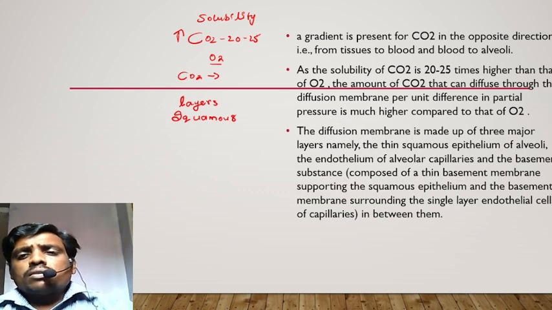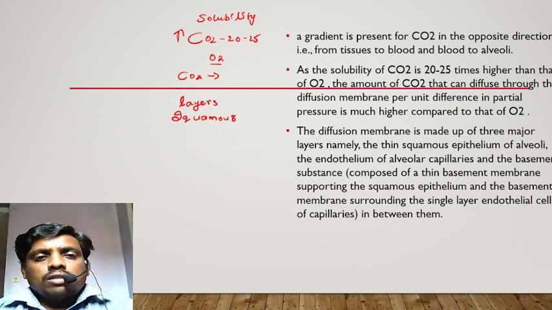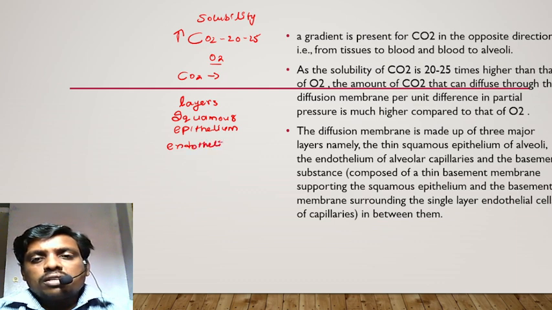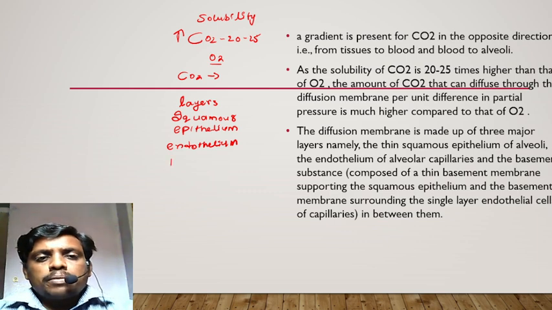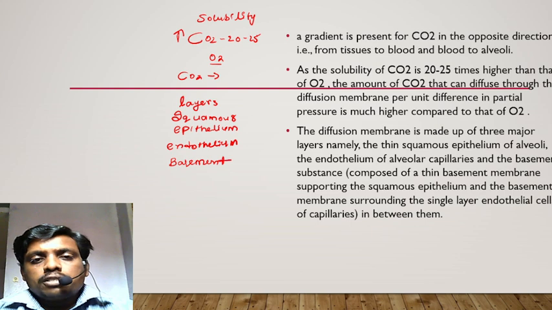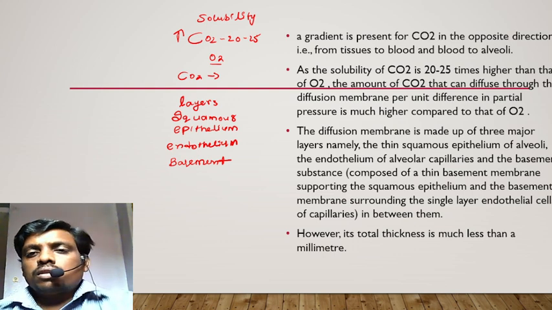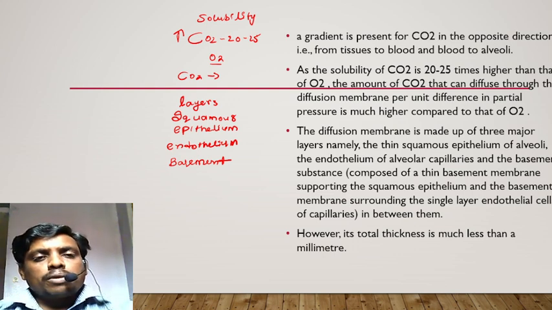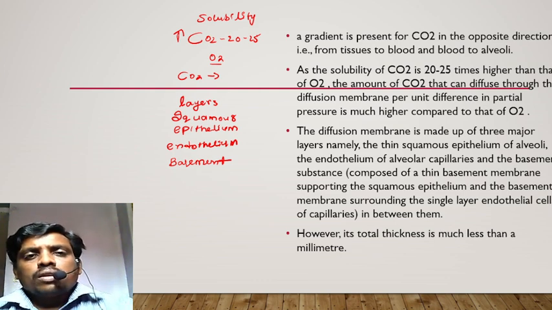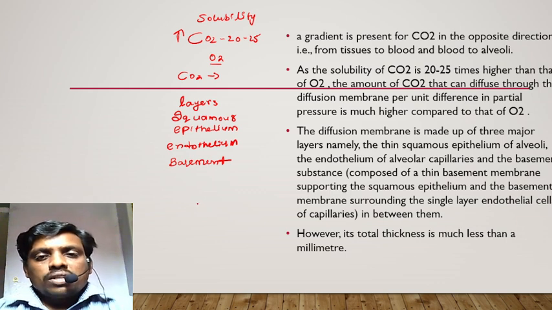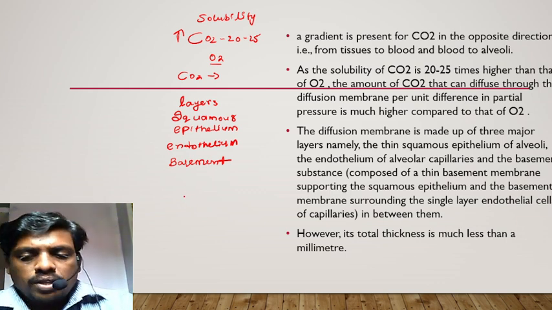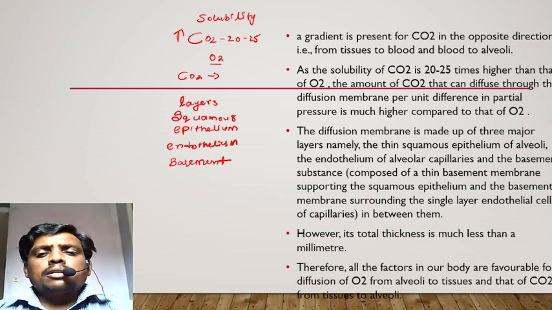Why? Because squamous epithelium plays an important role in the process of diffusion of gases. First, the squamous epithelium of alveoli. Second, the endothelium of alveoli. And the basement membrane of alveoli plays an important role in the diffusion process. These three major layers are there around the diffusion membrane, which is present below the alveolar cavity. However, its total thickness is much less than a millimeter.